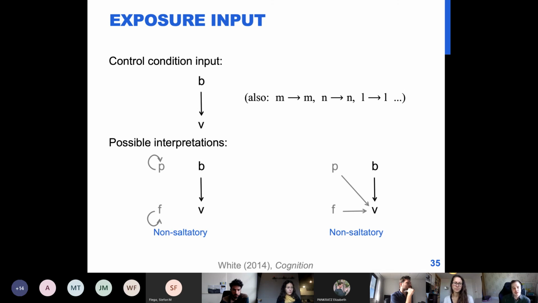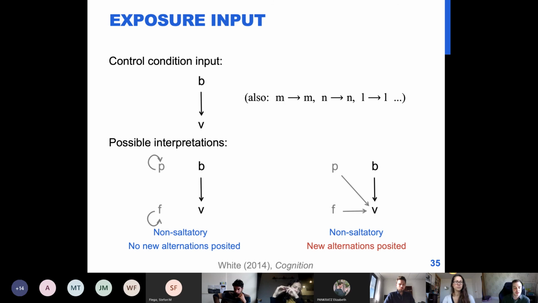In both cases, you'll note that these patterns are non-saltatory in nature, so the P and the F aren't phonetically intermediate between the alternation that they learned. The case on the left, they don't have to assume anything new. The case on the right, they do. They have to assume that, oh, there's also these other alternations I haven't seen before. So we might expect that, in fact, we know from previous experiments that people tend not to assume new things that they haven't seen before for no reason. So we might expect that in this control case, people don't really assume that these sounds change. They don't really have a reason to.